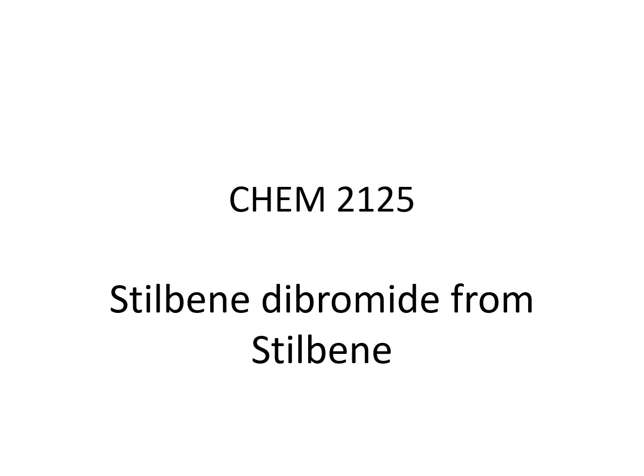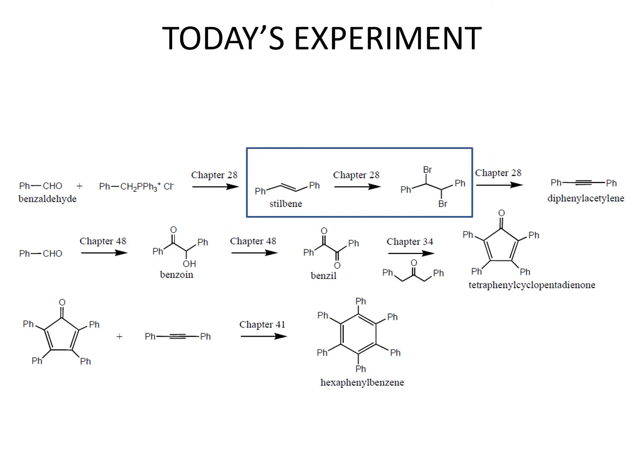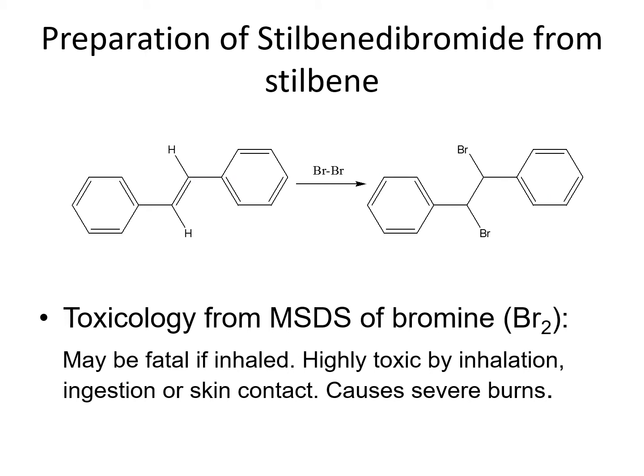Hello, welcome to your OCHEM 2 course. Today we're going to be looking at the production of Stilbene dibromide from Stilbene. This is the reaction scheme of the whole pathway that we're going to be making. This reaction corresponds to chapter 28 of your book: the preparation of Stilbene dibromide from Stilbene.